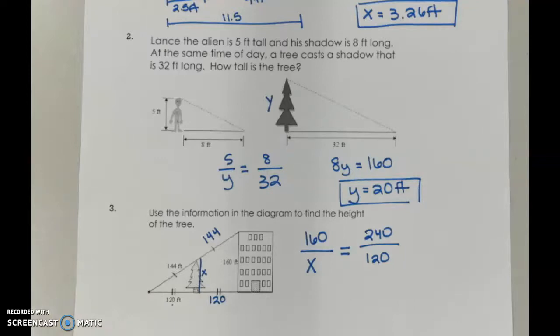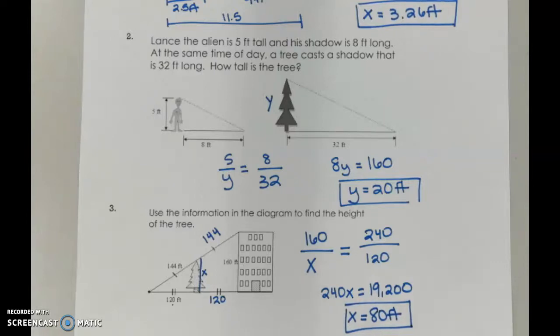So again, I'm going to use cross multiplication. So 240x is equal to, it's a pretty big number. And if I divide both sides by 240, I find that the height of my tree is 80 feet.